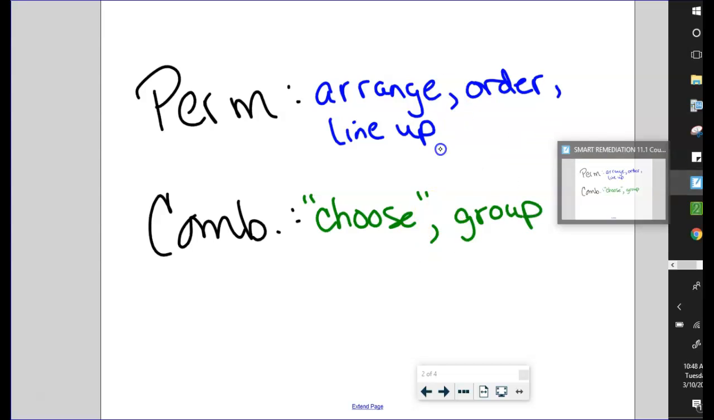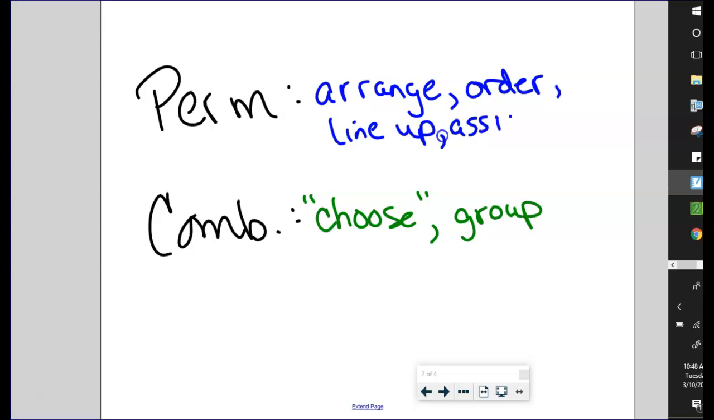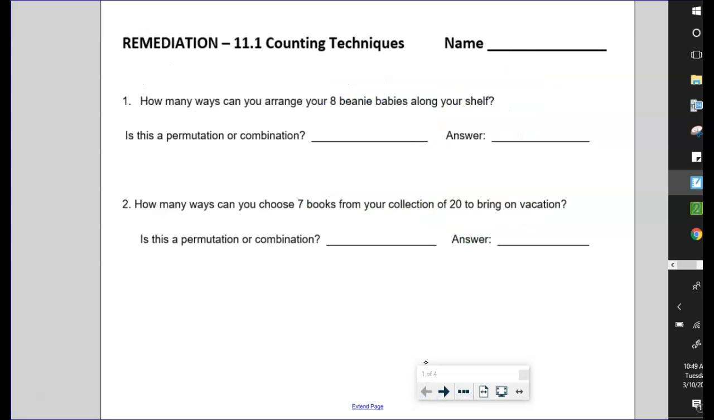I just thought of another permutation one real quick. Assign, that was another big one. But for combinations, if you're just going to group people together or choose from a couple of things, and it doesn't really matter what order you do it in, you have a combination. So this first question, you're going to arrange, that's a key word for a permutation. We're going to arrange all 8 Beanie Babies.